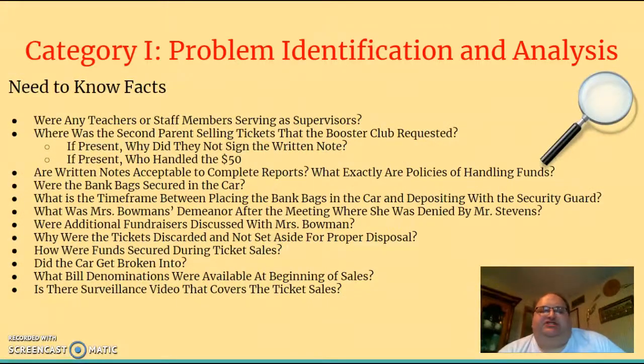So some additional facts that I would like to know as I try to identify the problem in this case, and there are several. Were any teachers or staff members serving as supervisors? Where was the second parent selling tickets that the Booster Club requested? And if that person was present, why did they not sign the written note? Or do we know who handled the $50? Do they know where the $50 may be?